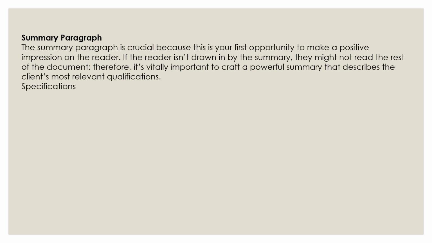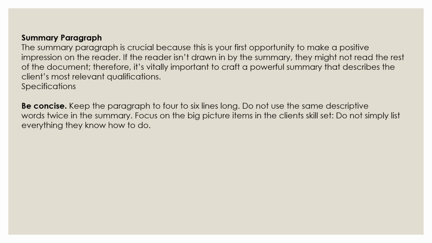So going into more details, the specifications. Be concise. Keep the paragraph 4 to 6 lines long. Don't use the same descriptive words twice in the summary if you can avoid it. Some words are the only ones that fit, but focus on the big picture items in your skill set. Don't simply list everything that you know how to do.